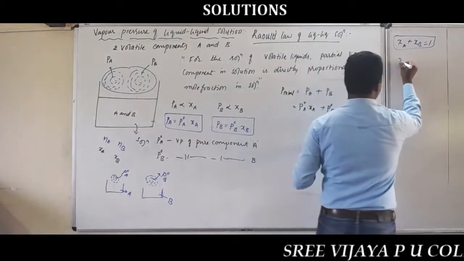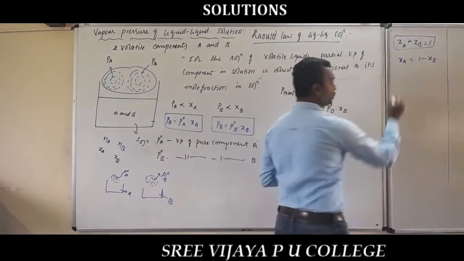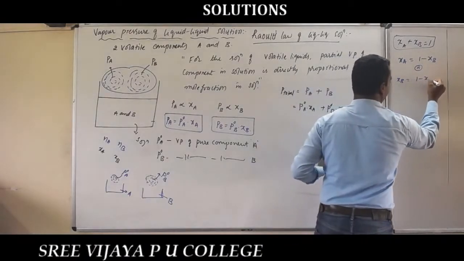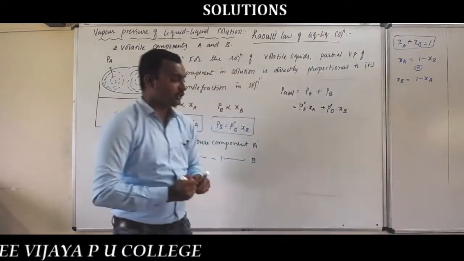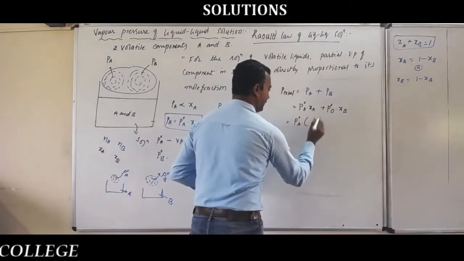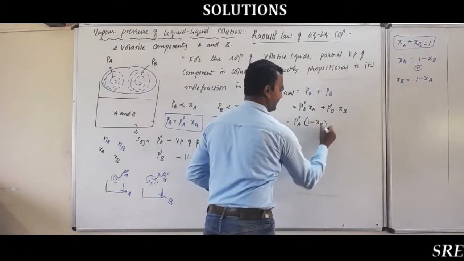So we can say XA is equal to 1 minus XB. Or we can take XB is equal to 1 minus XA, either one. So now I am doing the substitution. That is P naught A into XA; in place of XA, I am writing 1 minus XB.